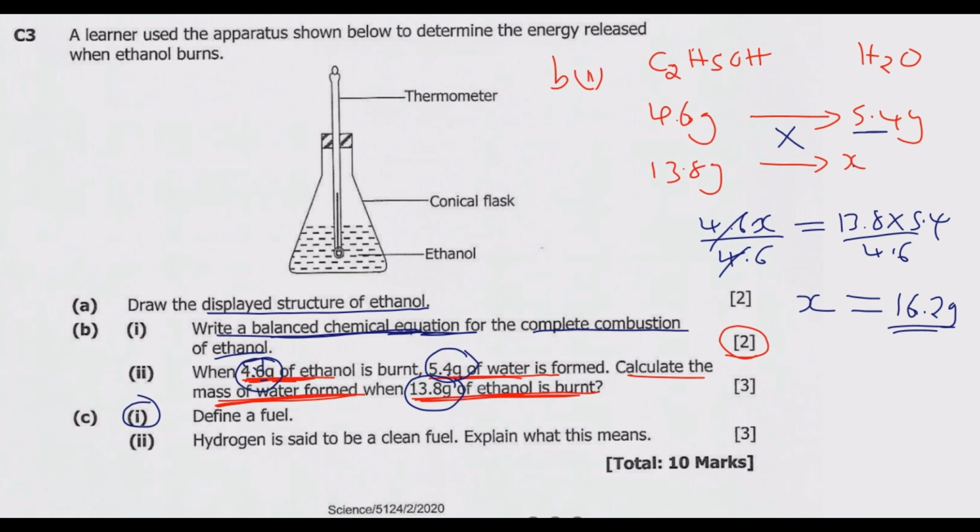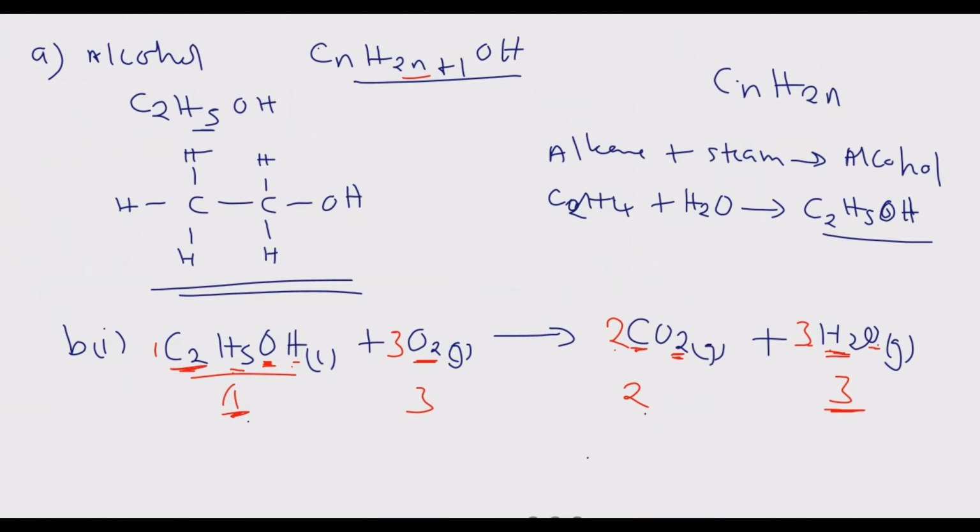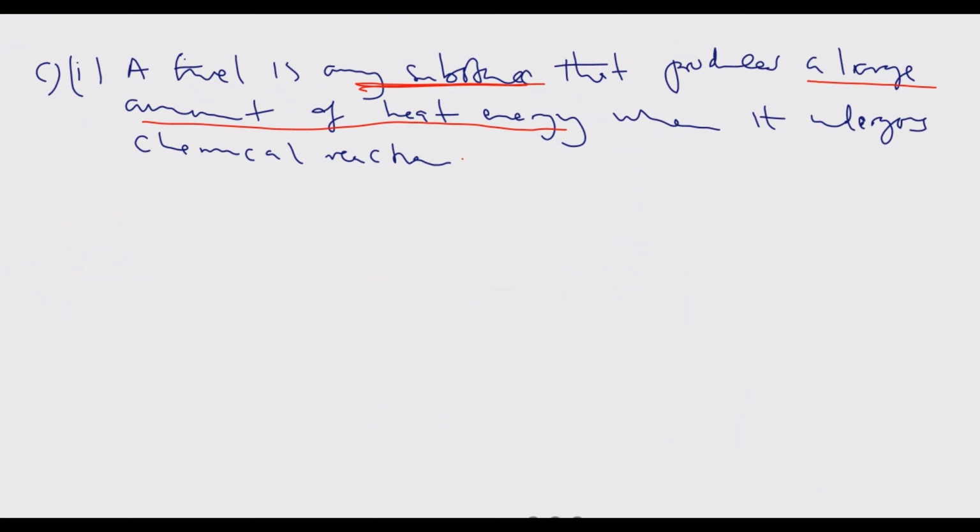Question Roman numeral 2 of C. Hydrogen is said to be a clean fuel. Explain what this means. So the question is, what is a clean fuel? That's what we need to explain. So let us just go to the clean page. So C, Roman numeral 2. What is a clean fuel?